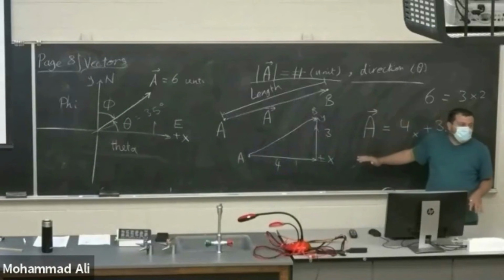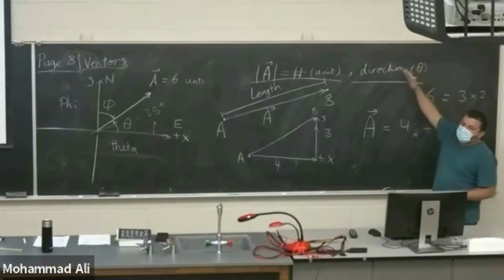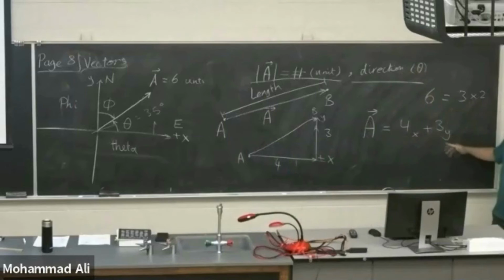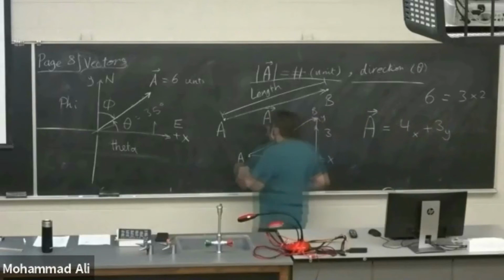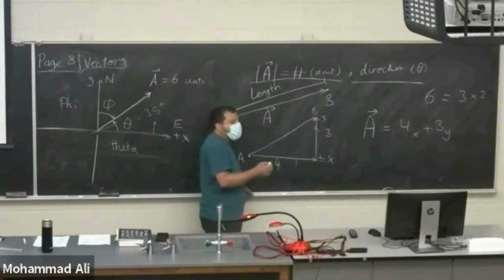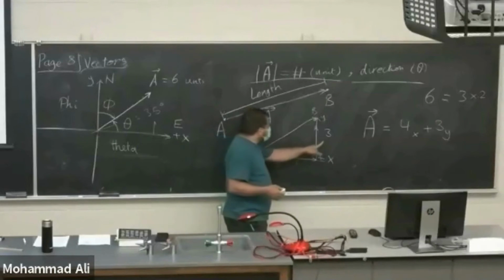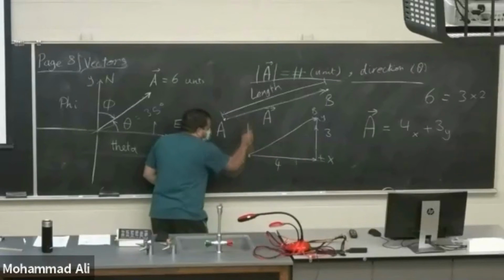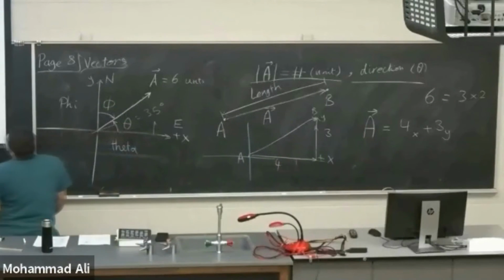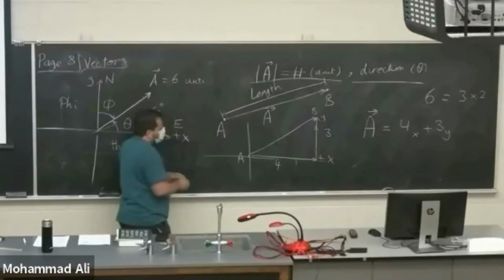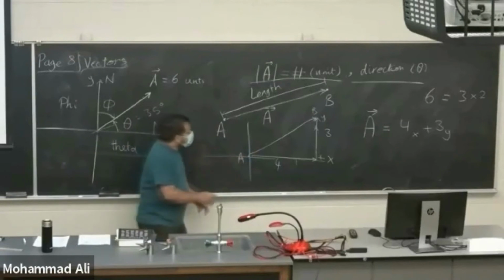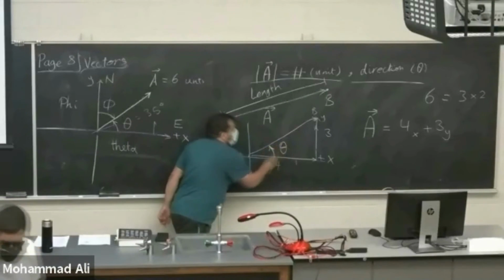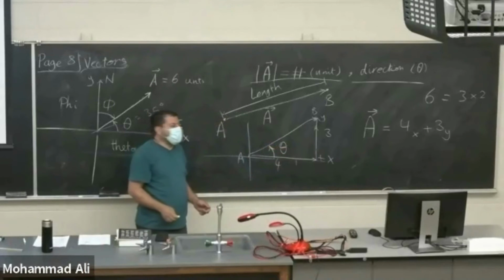We have 2 ways to tell about vectors: length and direction, or the components. From the components, I can know the direction, because yesterday we talked about the trigonometry relations, which are tan, sine, or cosine. This is y, this is x, and this is my xy plane. This is my theta. Can we find theta? The answer is yes.